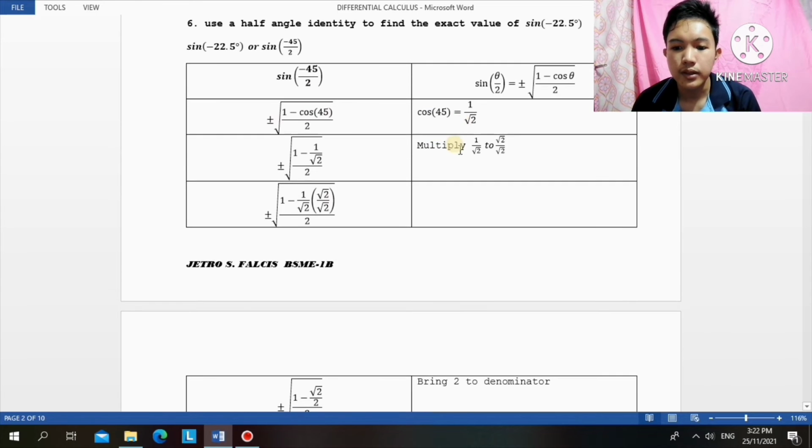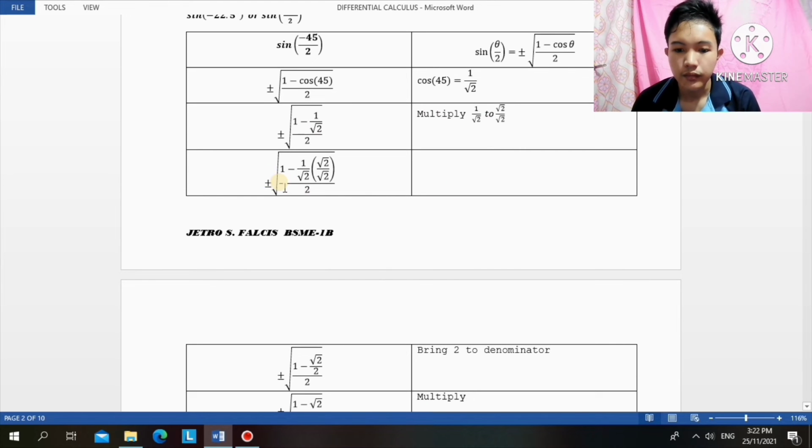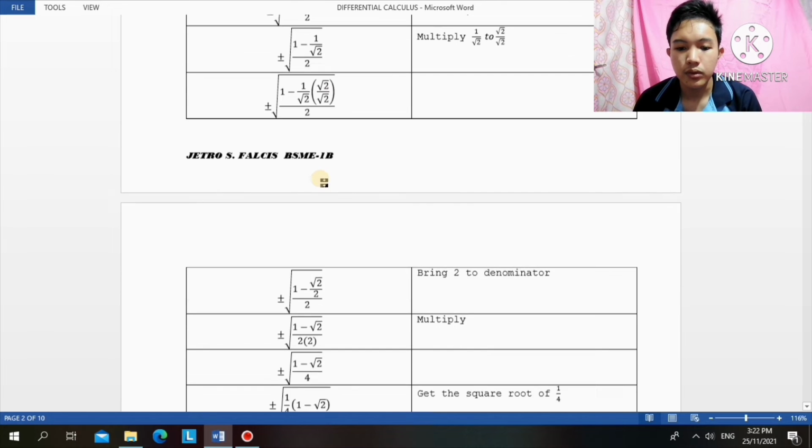Cosine 45 is equal to 1 over the square root of 2. So substitute. Our equation will be plus or minus the square root of 1 minus 1 over the square root of 2, all over 2. So multiply 1 over square root of 2 by square root of 2 over square root of 2.